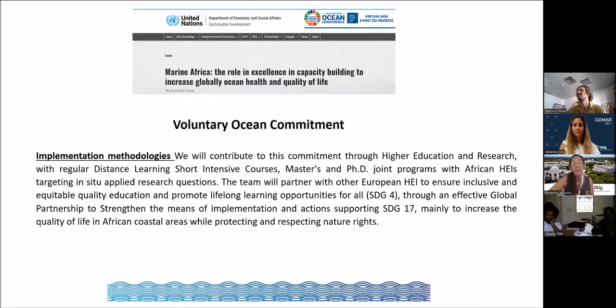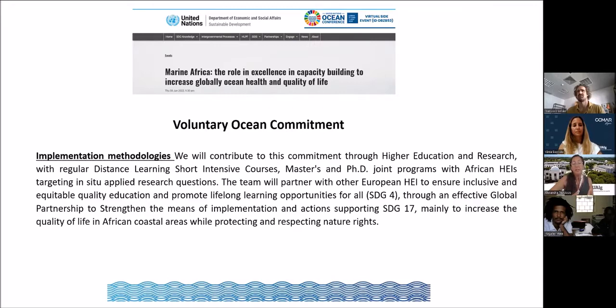The implemented methodologies will contribute to this commitment through higher education with regular distance learning, short intensive courses, like the ones that we have already developed through Luanda Waterfront or the Biofish, and soon after, according to the other projects, but also in situ capacity building, and also using the master's and PhD joint programs that we also spoke about during this session.